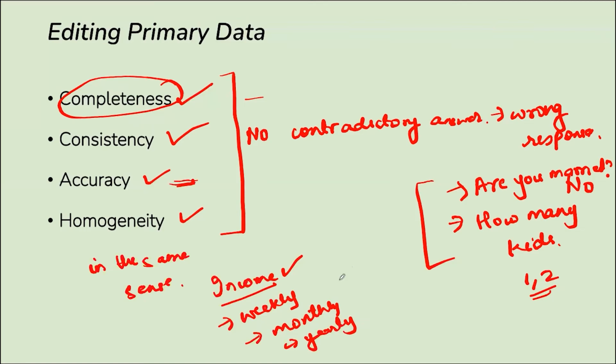Otherwise, if it is left ambiguous, if it is confusing, then you will get different responses, and consequently you will get a wrong result. So these four steps are very important when it comes to editing primary data.